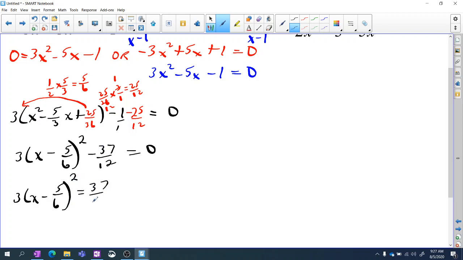It'll switch to positive. I want to get rid of this 3 out in front, which means I'm going to divide by 3. Now, when you've got a fraction on the go over here already, think of dividing by 3. It's the same thing as multiplying by 1/3. So imagine that I put a 1/3 in front of here, 1/3 and the 3, then those 3's cross each other out. Whatever you do there. So multiplying by 1/3 is the same as dividing by 3. Now we're down to x, take away 5/6, all squared, equals 37 over 36.